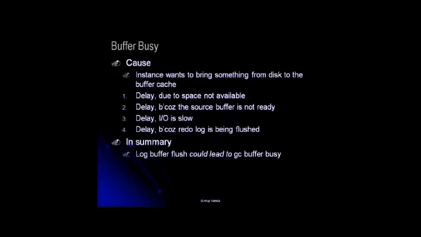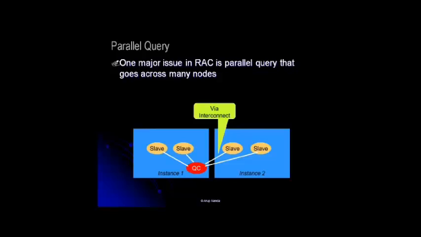Parallel query. One big issue in RAC is the parallel query that goes across many nodes. For example, a query coordinator may run on instance 1, two slaves could run on instance 1, and other slaves could run on instance 2. The blocks together are sent across the interconnect to the query coordinator. And that's where the problem lies. The query coordinator waits for the blocks to arrive from other instances via the interconnect, and that slows down the processing. Those blocks which run across the interconnect also slow down the processing and everything else.